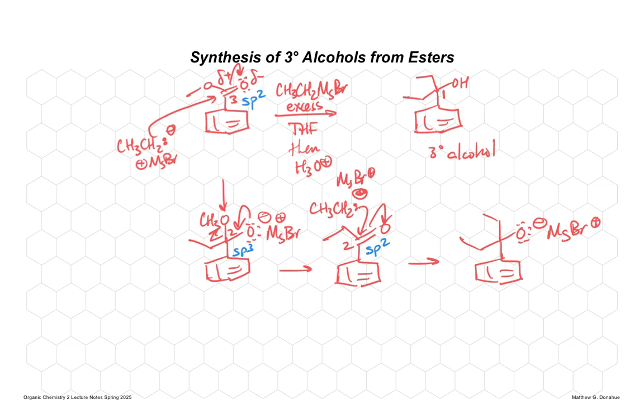So now we've reduced it all the way down to oxidation state 1. And the hybridization is now sp3. And then we just finish off by protonating with hydronium. And that will give us the tertiary alcohol.